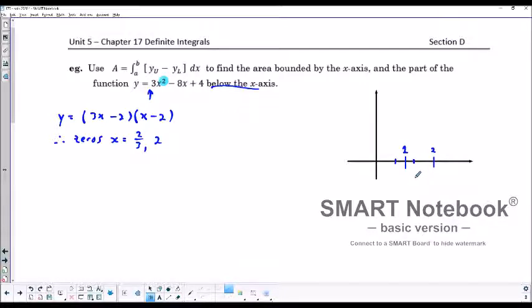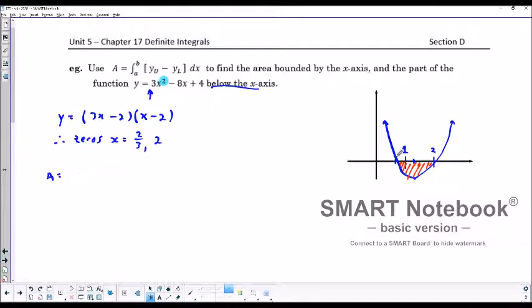So this is just a crude sketch. So it's going to go up something like this. Whoops, something like that. And up through here. Something along that line. So we're trying to find the area bounded by the x-axis and the curve that's below the x-axis. Okay, so we're just going to then integrate this.